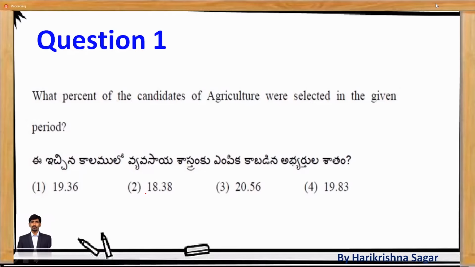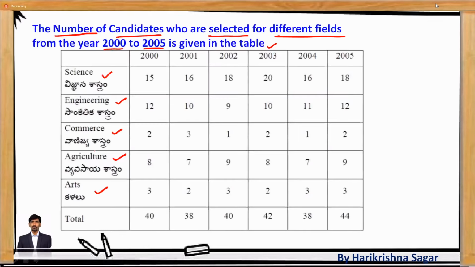So actually, the question here is, what percentage of the candidates of agriculture were selected in the period? You just observe agriculture is available here. How many of the people are selected? You can just observe 8, 7, 9. So total, how many members are selected? 8, 7, 9, 24 is the value. So total, we can say 48 members are selected.